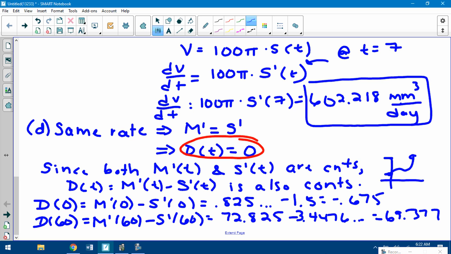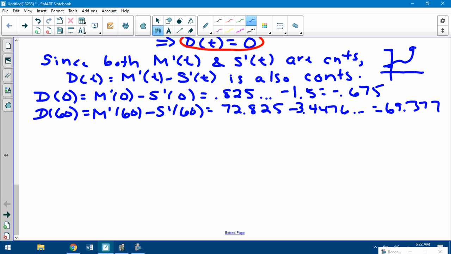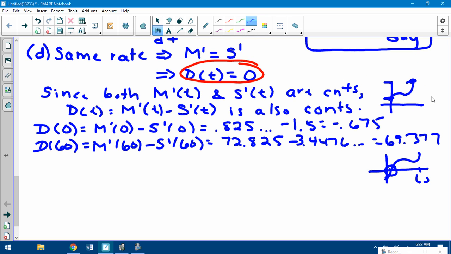Okay, so we've got a negative number and a positive number. So if I'm at negative 0.675 at 0, and at 60 I'm at 69, and I'm continuous, then somewhere it has to equal 0, which is what I was trying to show.